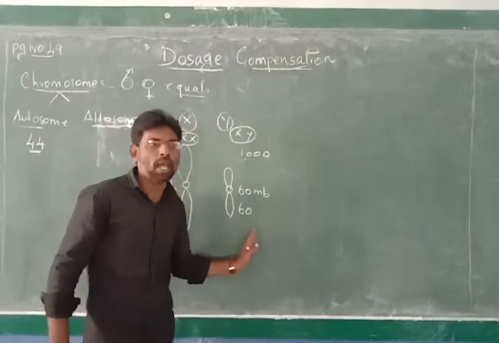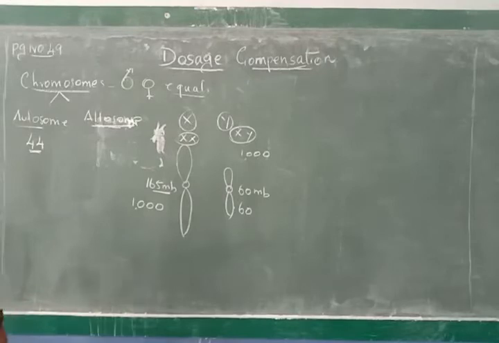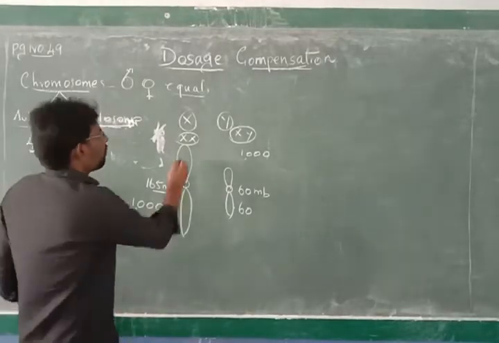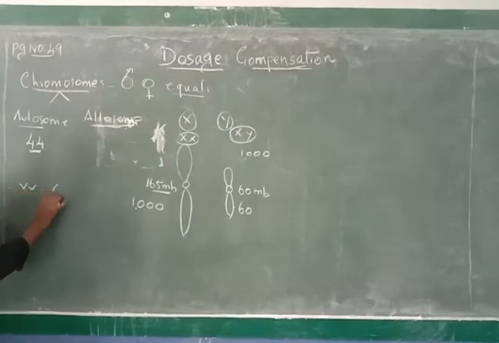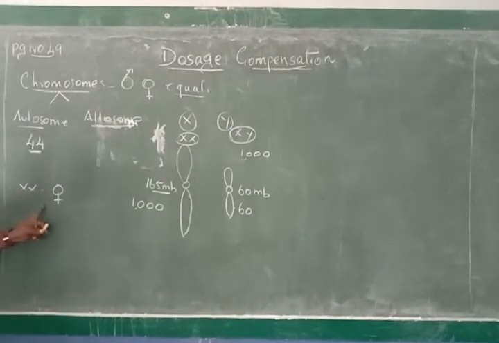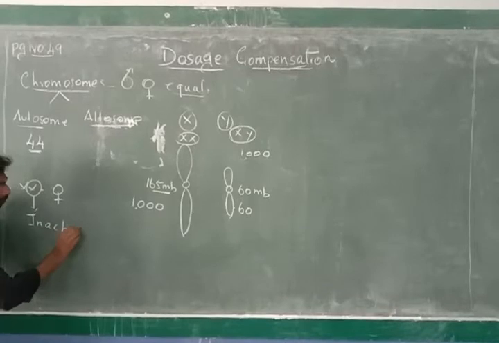So what we are going to do is compensate this. How are we going to compensate this? Now the female has 2 X chromosomes. What we are doing is making 1 X chromosome inactive.